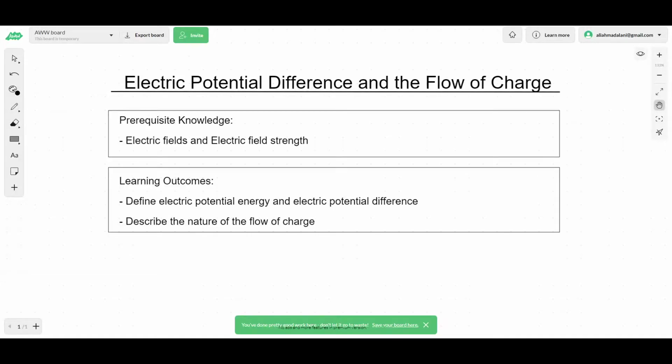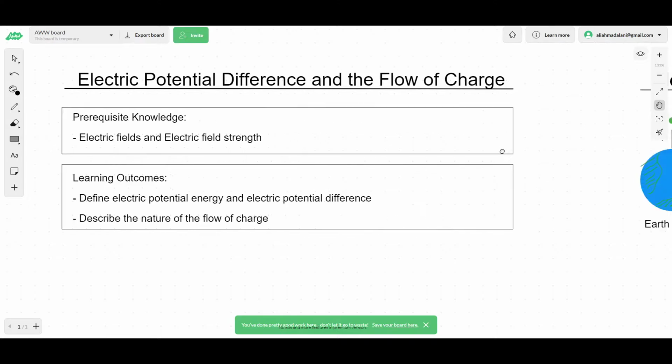All right, welcome guys. What we're going to be talking about today is electric potential difference and the flow of charge. What you need to know before watching this video is a general understanding of what electric fields are and how to describe an electric field strength. What we're going to do is define electric potential energy and electric potential difference, and then we're going to describe the nature of the flow of charge.